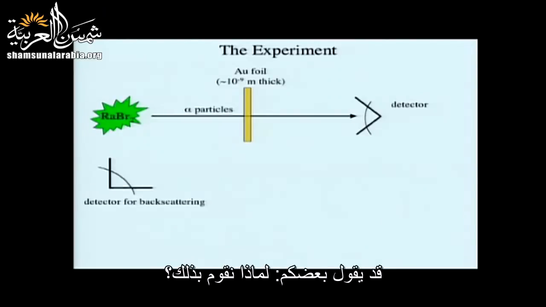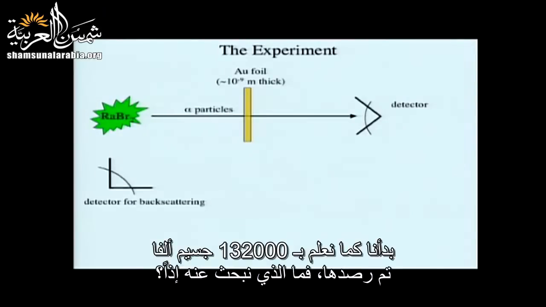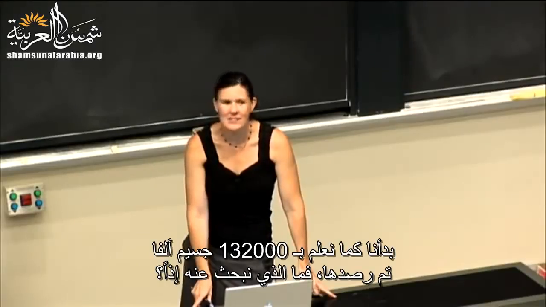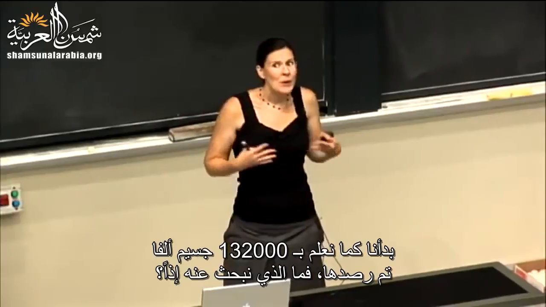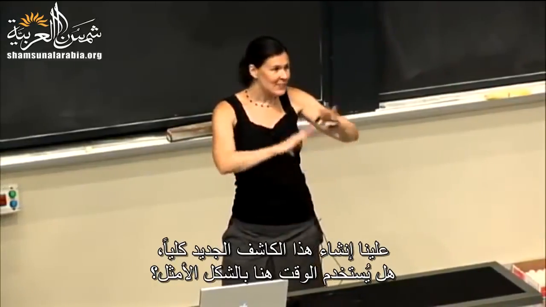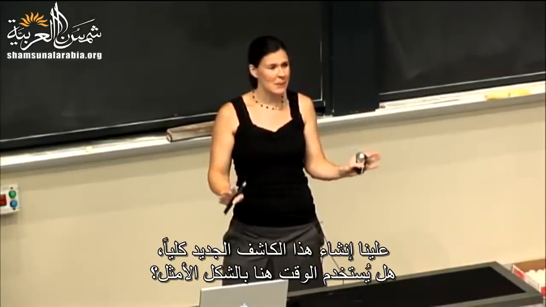So, some people might say, why are we doing this? We know we started with 132,000 alpha particles. We detected 132,000 alpha particles. What are we even looking for? We have to build this whole new detector. Is this really the best use of my time?